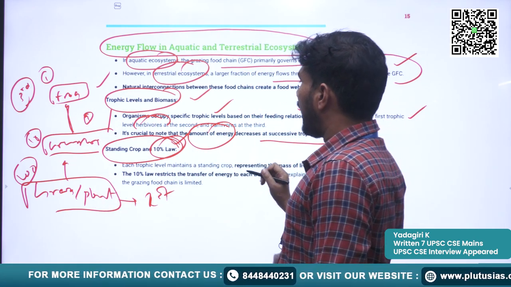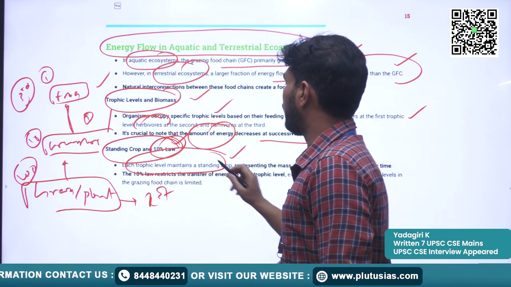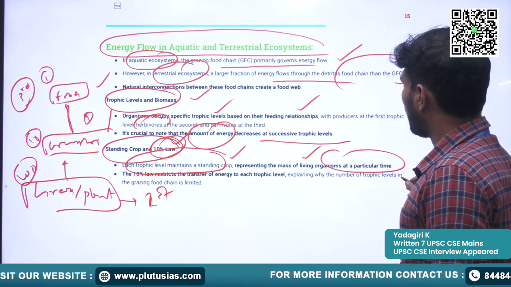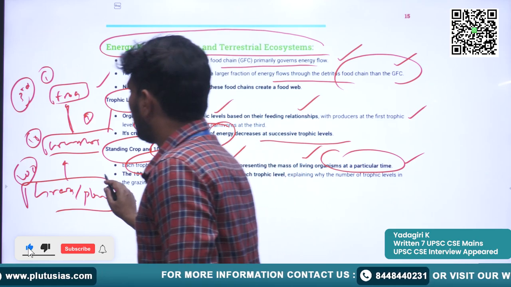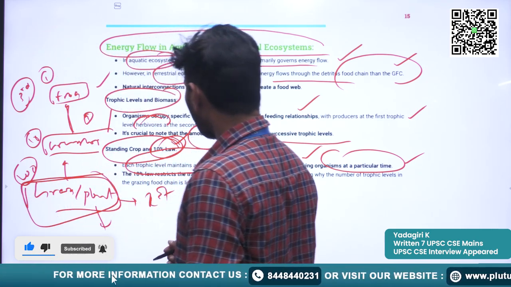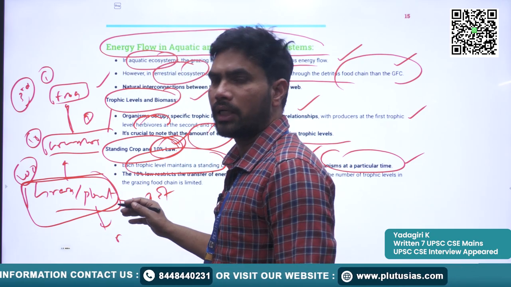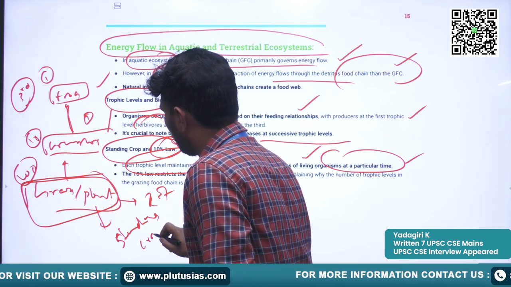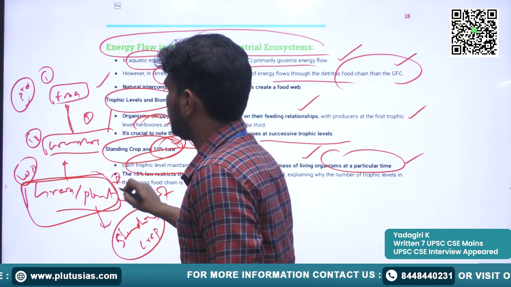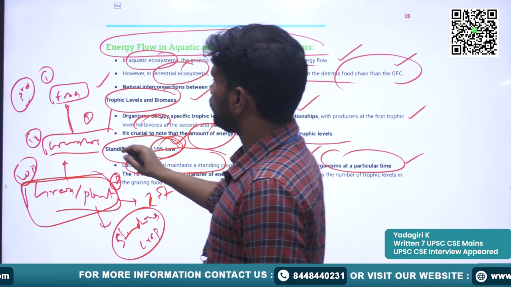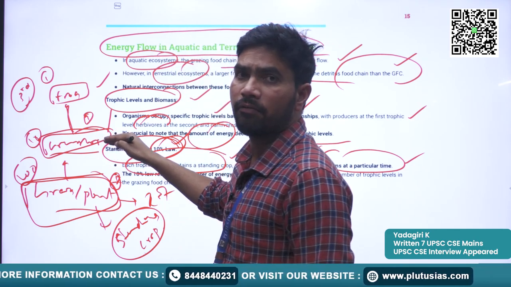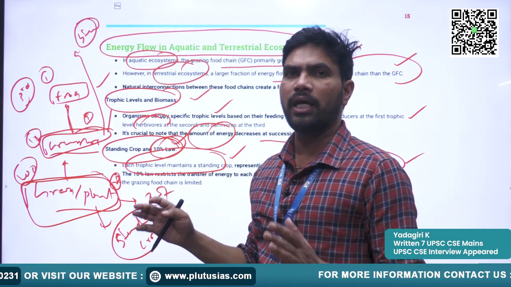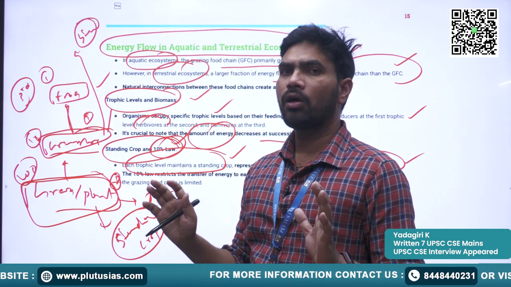Each trophic level maintains a standing crop. It represents the mass of living organisms at a particular time. Whatever biomass is there at this level, we call it the standing crop. So try to remember this terminology. Whatever biomass is there at the first trophic level is also known as standing crop. Whatever biomass is there at one level is known as the standing crop, right?